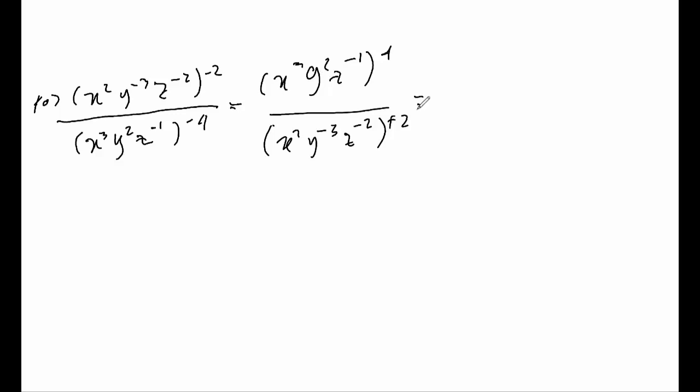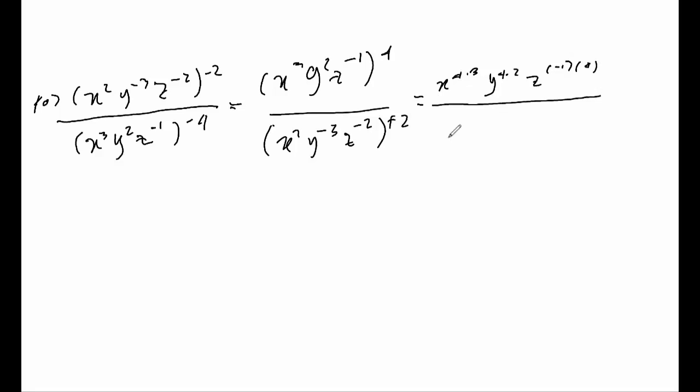So now I'm going to use my power rules. So I'm going to get x to the 4th times 3, and then y to the 4th times 2, and then z to the negative 1 times 4. And that's what I have on top. And similarly, I'll do the same for the bottom.